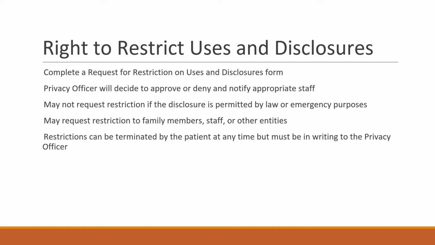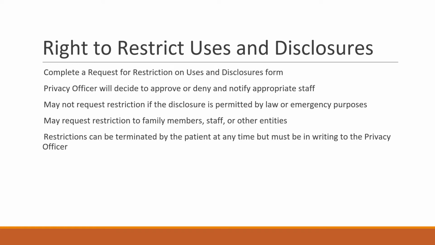One of the processes we have at our facility is this: if the patient puts a restriction, let's say they don't want their significant other finding out information about them, they put that restriction in writing. The privacy officer will notate that in the record, and we will honor that restriction as long as we can. Then if they want to terminate that restriction, they have to do two things.